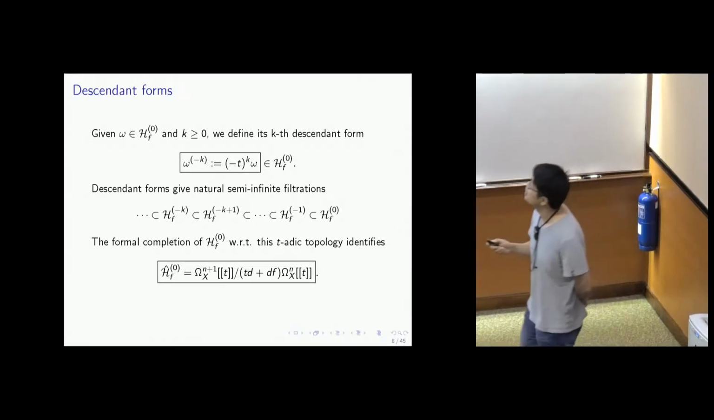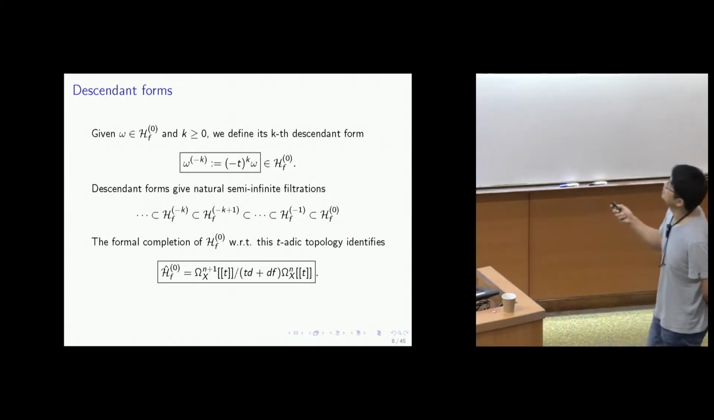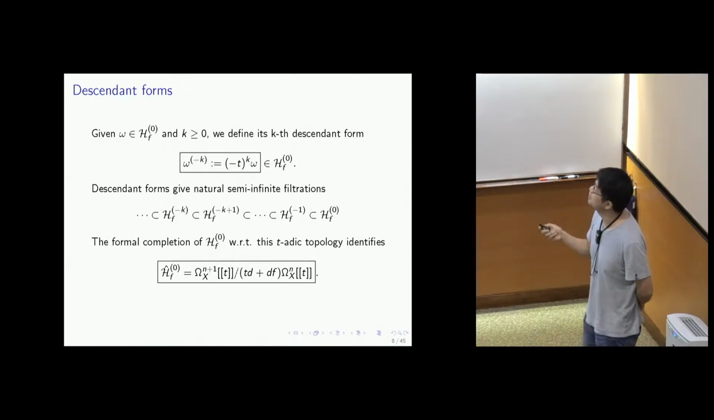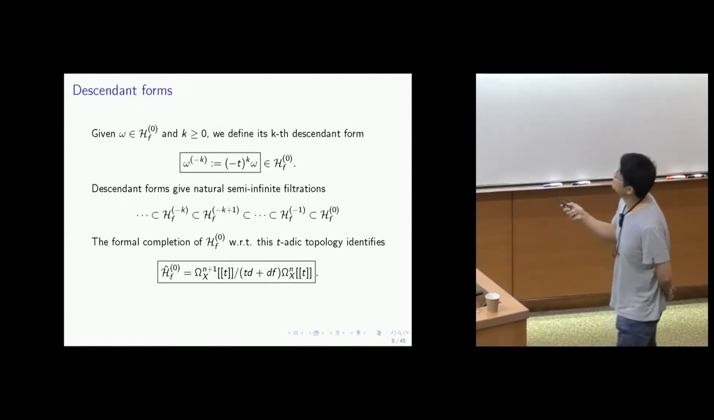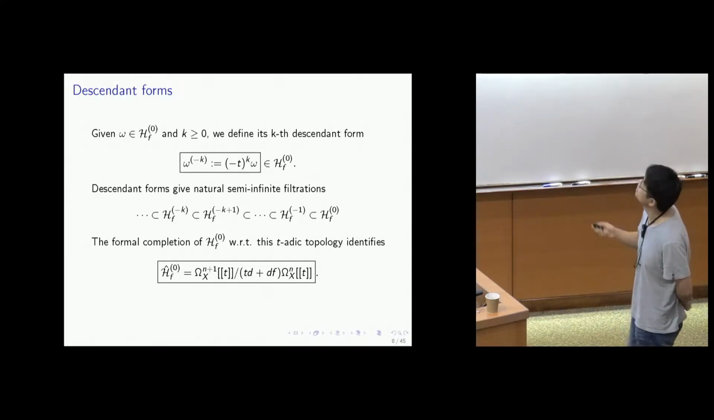filtration. If you take a formal completion with respect to the t-adic topology, you identify this with something more familiar, a twisted de Rham complex. This is a formal power series with this differential, and this can be viewed as modeling a perturbative theory, whereas the analytic version is non-perturbative.